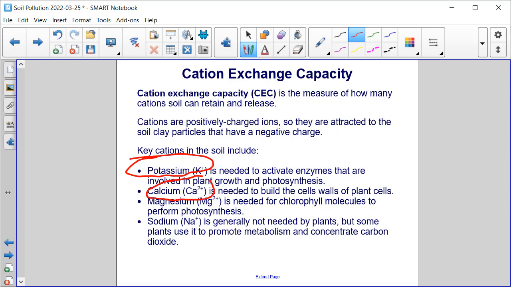Calcium, or Ca2+, is needed to build the cell walls of plant cells. Magnesium, Mg2+, is needed for chlorophyll molecules to perform photosynthesis. And sodium, Na+, is generally not needed by plants, but some plants use it to promote metabolism and concentrate carbon dioxide.